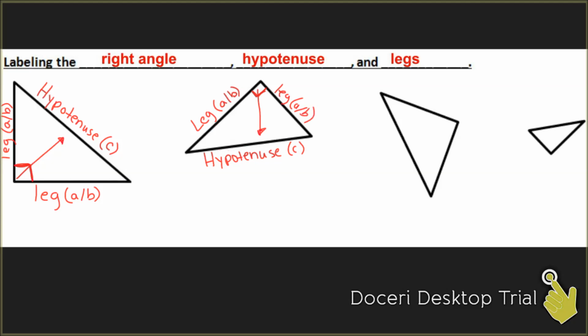Okay, so what I want you to do right now is I want you to do the last two. So I want you to label the 90-degree angle, draw your arrow pointing across to the opposite side, that's the hypotenuse, label that as the hypotenuse C, and then label our two legs A and B. So I'll give you just a second to go ahead and label those. Go.